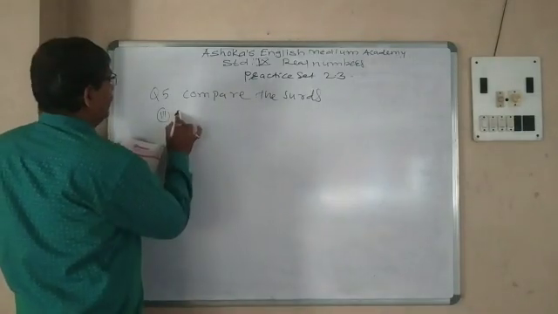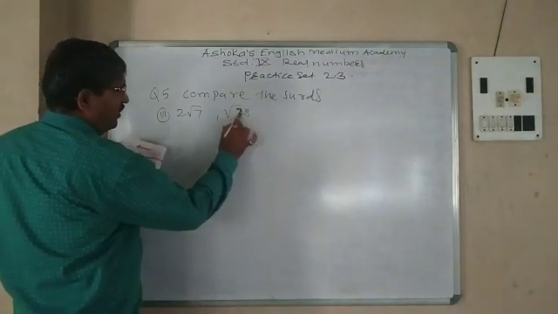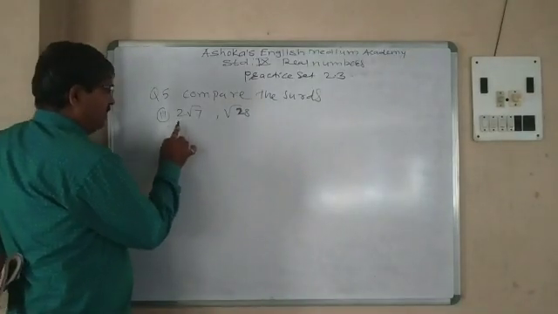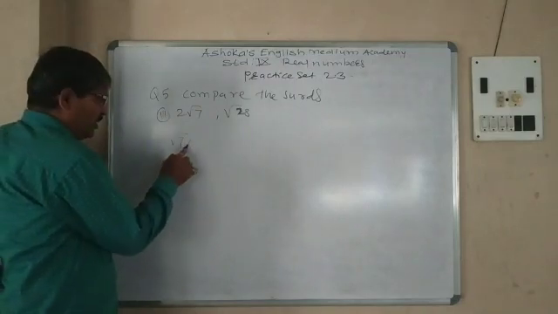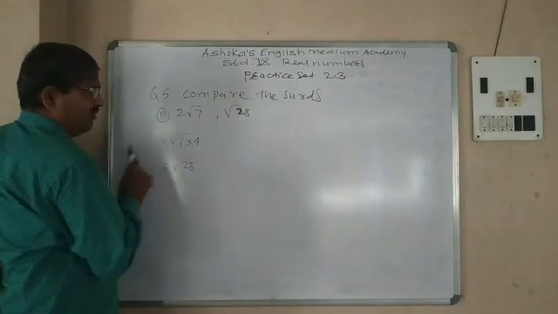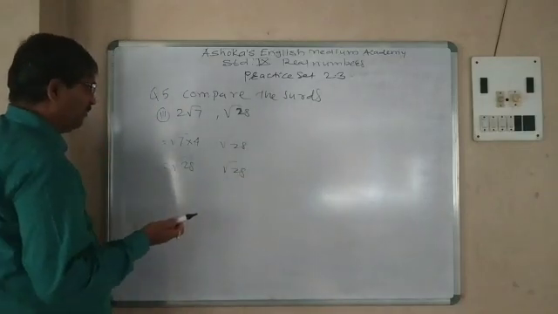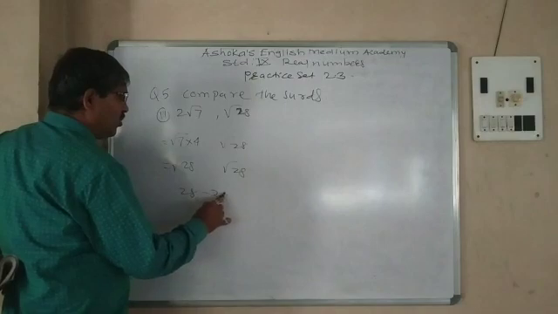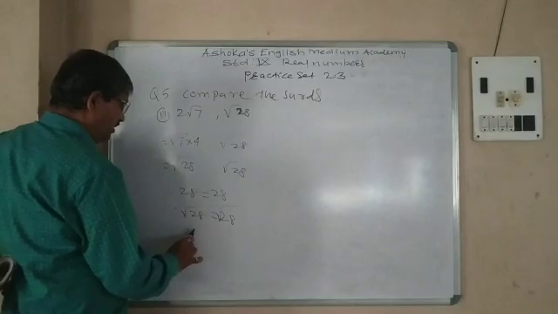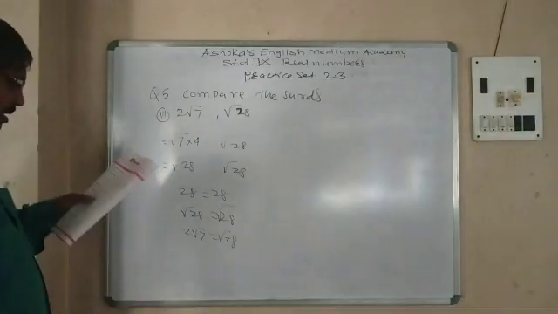This is question number 3: 2 root 7 and under root 28. What should we do now? Here the order of root 7 is square root, so when it comes inside it becomes a square. Then 4 times 7, under root 28 will come, and here it is under root 28. Both are equal. 28 is equal to 28. Therefore 2 root 7 is equal to root 28. Both are equal. Now next question.